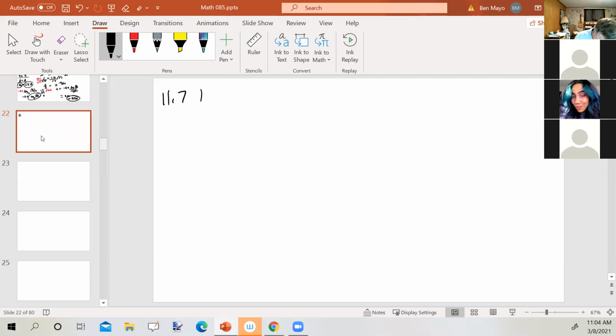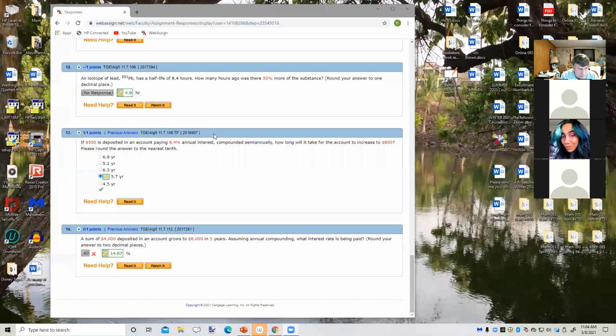So this is 11.7, number 14. It says a sum of $4,000 deposited in an account grows to $8,000 in 5 years. Assuming annual compounding, what interest rate is being paid? Assuming annual compounding, so it's not continuous, and annual would be once a year, so K is 1.